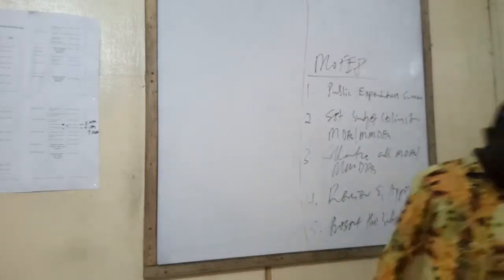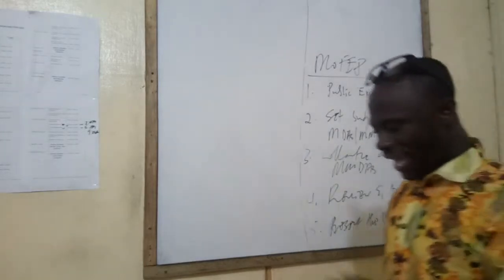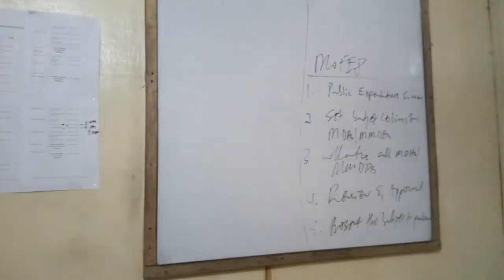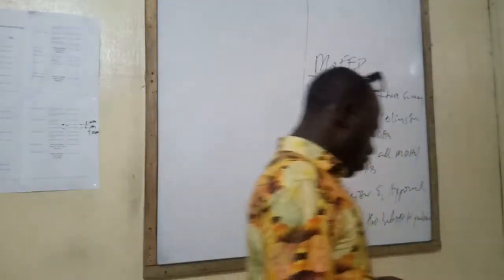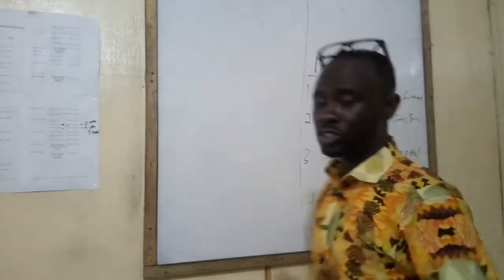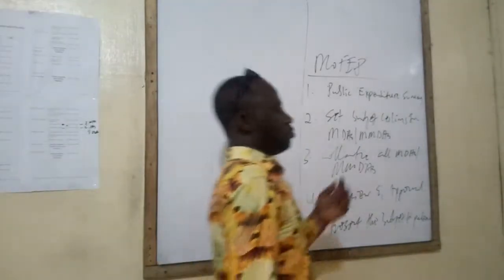Another point is that it helps the government in making borrowing decisions. So that when the government knows all its sources of revenue and realizes that the revenues are less than the expenditure, he can decide to go and what? Borrow. Borrowing decisions.